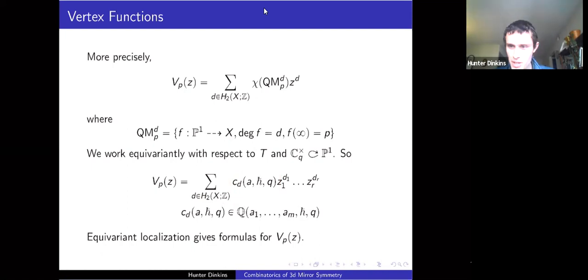You actually have to use equivariant localization to define the vertex function, because the quasi-map spaces are not proper; the evaluation maps are not proper. But let's not worry about that too much for now. The main point I want to emphasize is that the vertex function is some sort of fairly explicit object, and if you apply equivariant localization, you can get fairly explicit formulas for it. Explicit in the sense that for any type A or cyclic type A quiver variety, you could program a computer to do it. So they're pretty explicit.